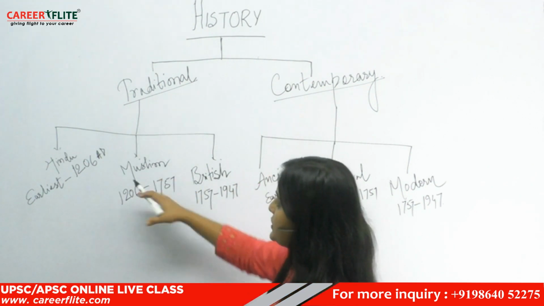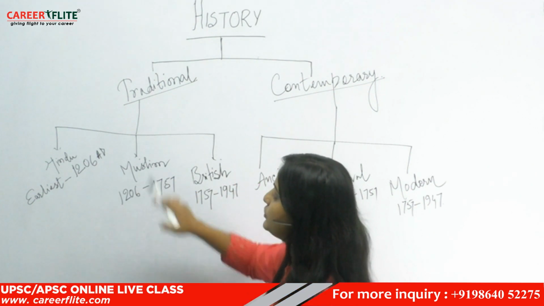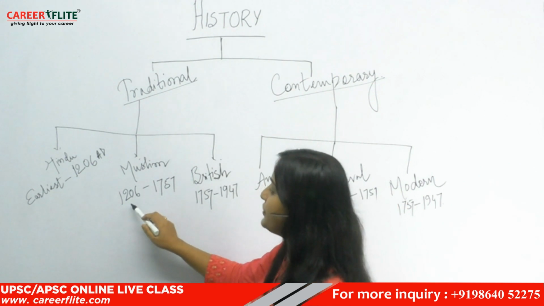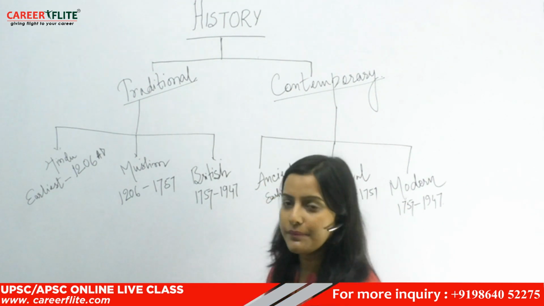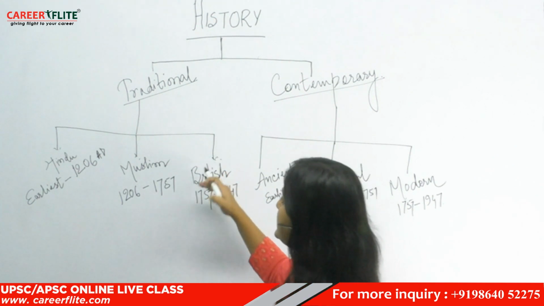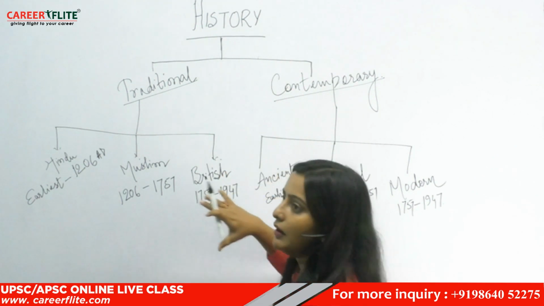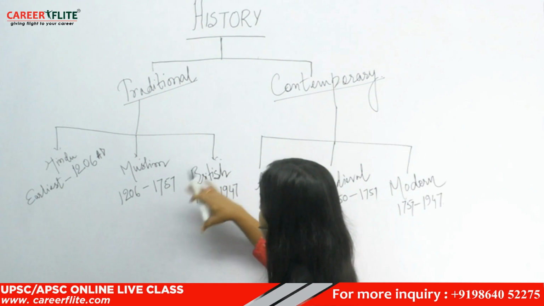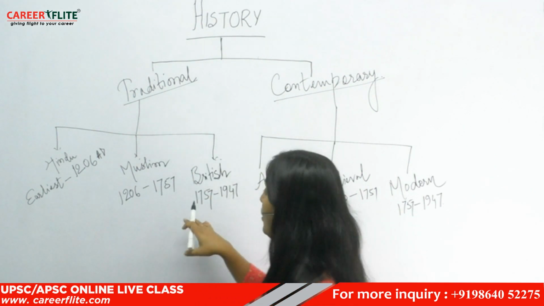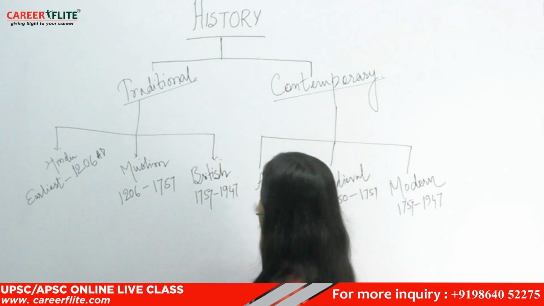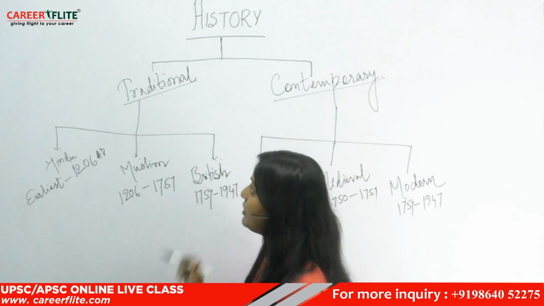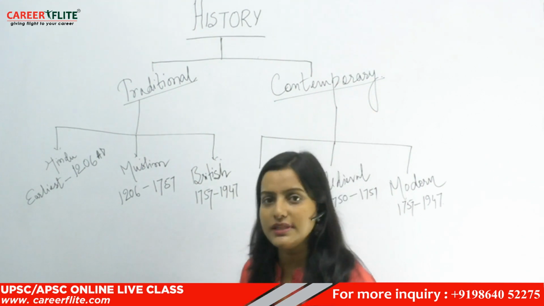The next phase talks about the Muslim period, which starts from 1206 till 1757. And last of all, the last phase was dominated by the Britishers, which starts from 1757 and ends in 1947. This is what this traditional approach says.